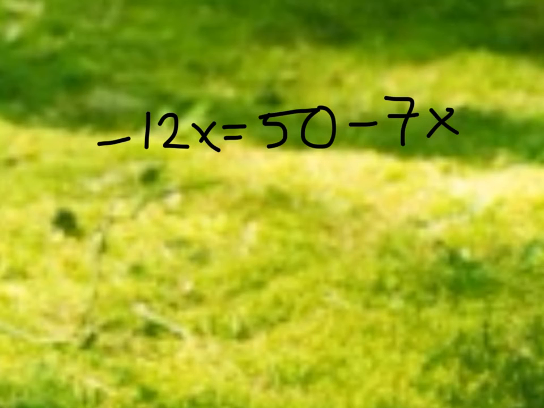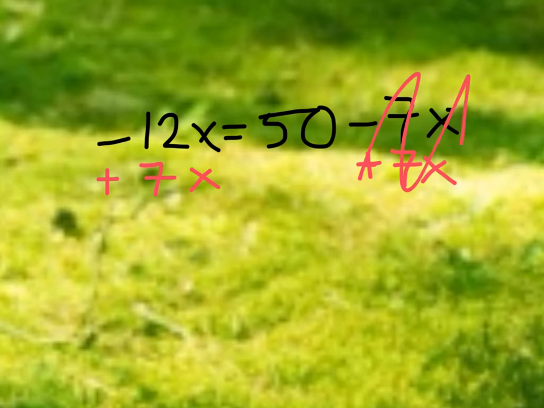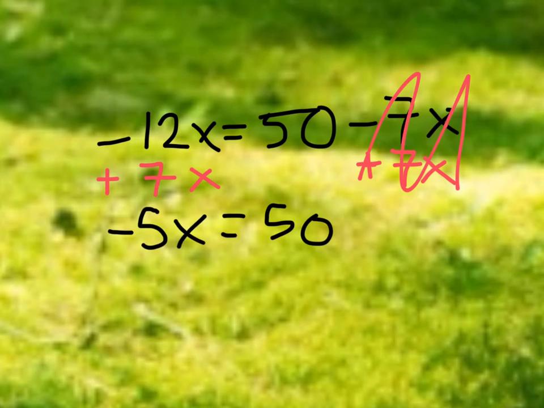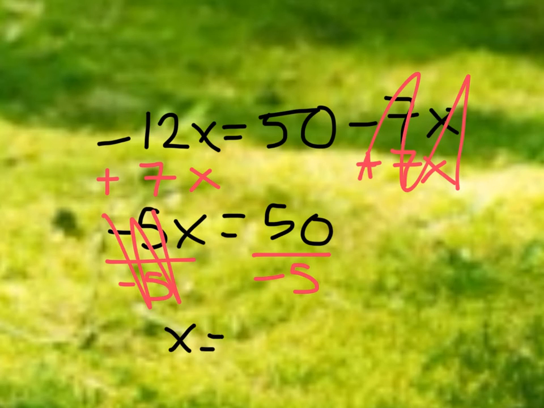All right, so first thing we need to do, I'm going to get rid of this minus 7x by adding 7x to both sides, canceling those out, and we've got our equals 50 here. On the left side, negative 12 plus 7 is negative 5, so it'll be negative 5x. Okay, last step, we need to get rid of this negative 5 by dividing by negative 5, canceling those out, and we get an answer of x equals 50 divided by negative 5, and that would be negative 10.